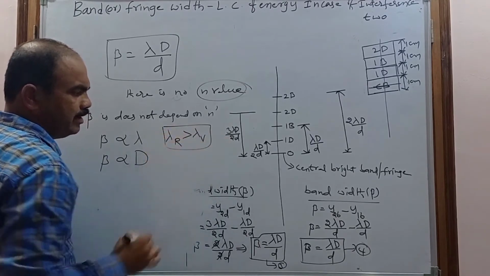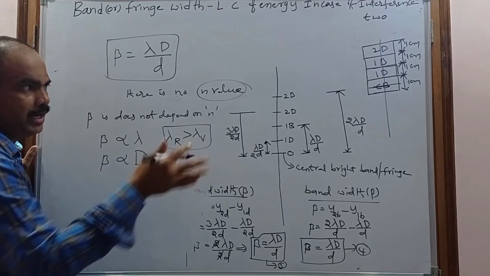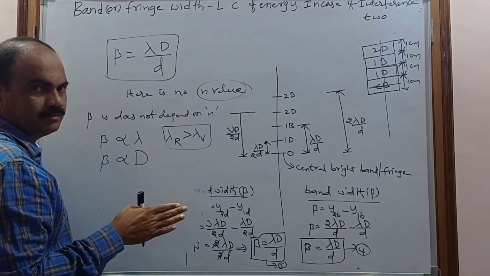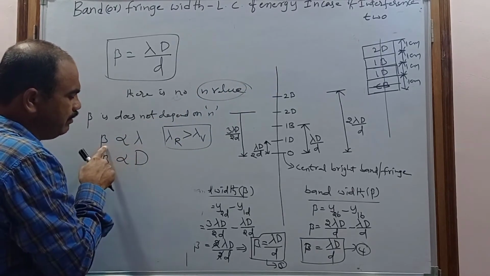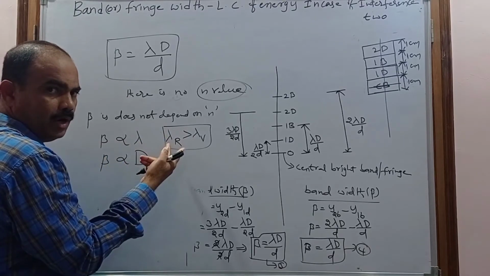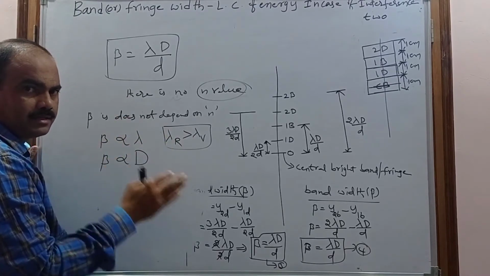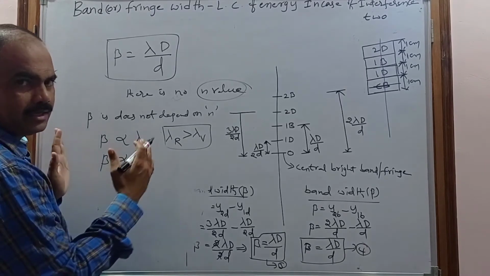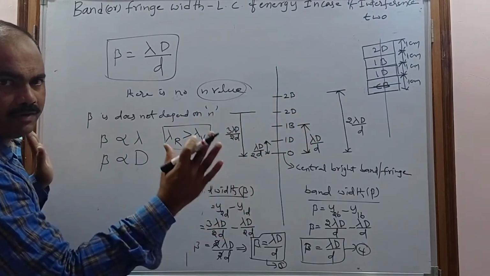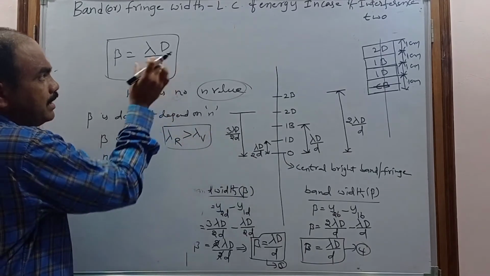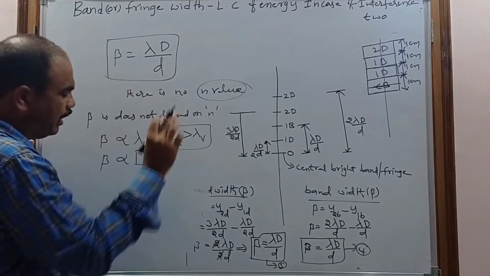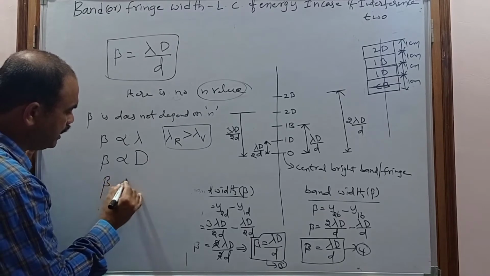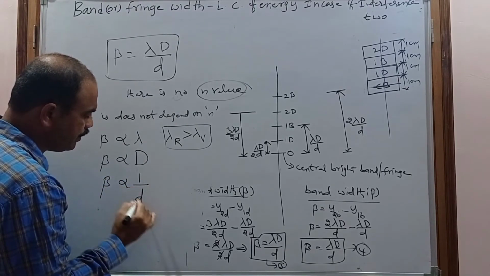That's why if you use the red light, the bandwidth will increase. So why? The bandwidth is directly proportional to lambda. More lambda, more bandwidth. Less lambda, less bandwidth. And as well, if the distance between the slit and screen increases, the bandwidth also increases, by keeping the distance between the two slits constant. And beta is inversely proportional to the distance between the two slits.